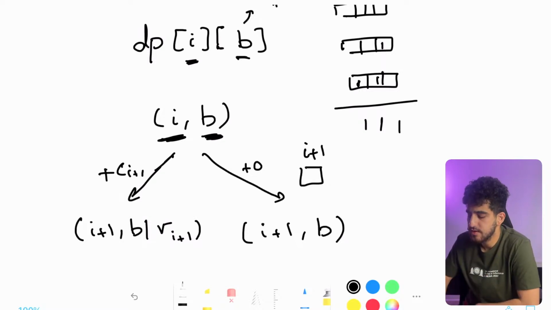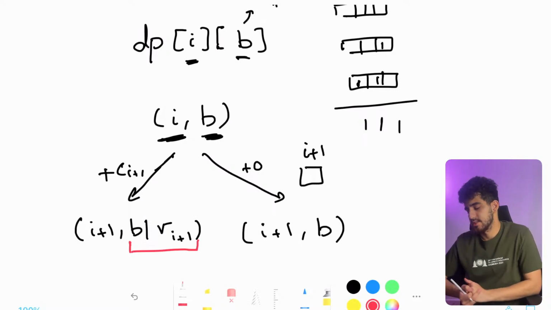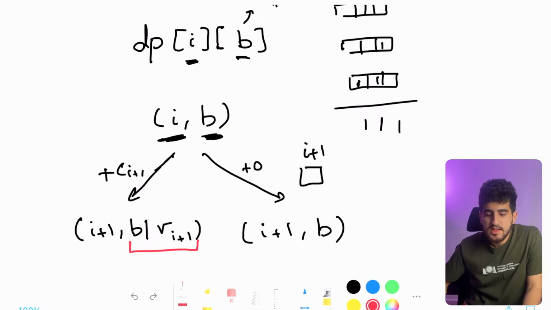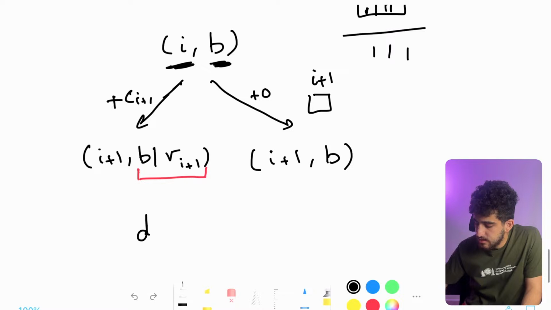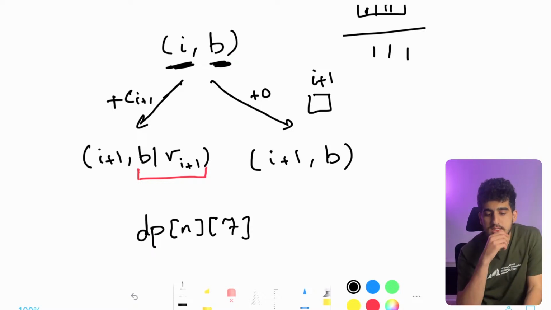If you buy the next juice, you have to pay for it, but B can get bigger. We will have B OR V of I plus 1 in the next step. But in the other case, B will not change, and you're not paying anything and you're not getting any juice. This way, at the end, you can simply see what dp of N and 7 is, which means the cost if we consider all of the N juices and our mask is 7.